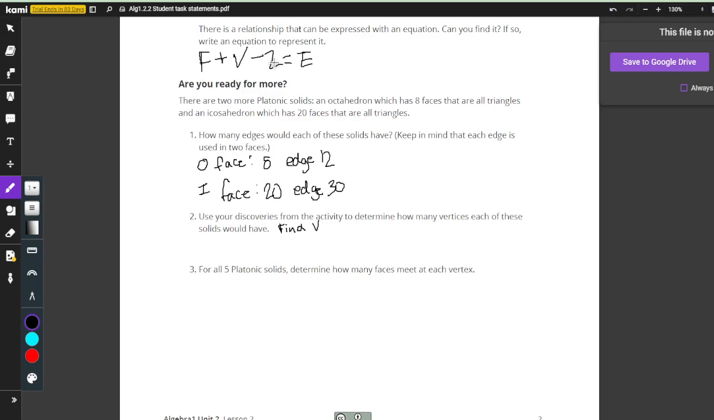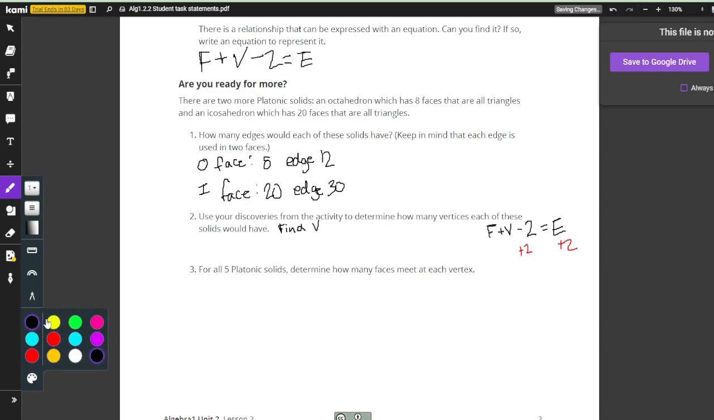We talked about this a long time ago. If we have F plus V minus 2 is equal to E, we're going to move things over. Moving things over required us to do the opposite of it. So instead of subtracting 2, we're going to add 2 to both sides, right?